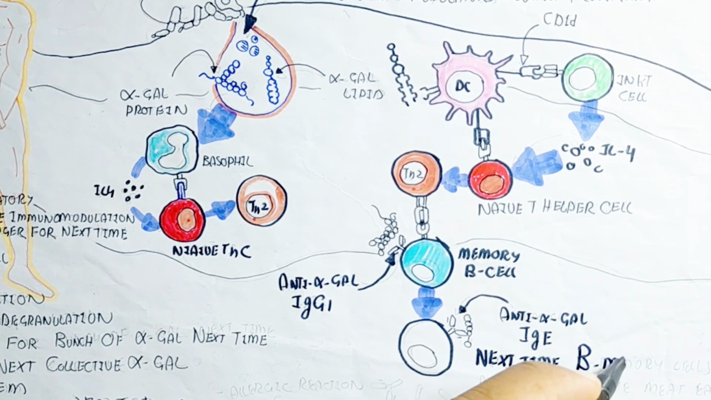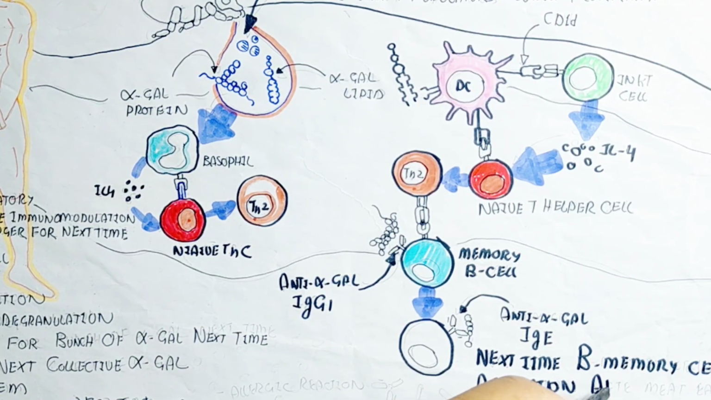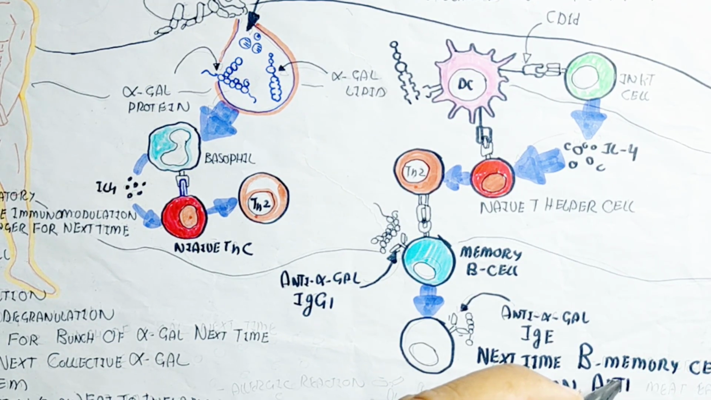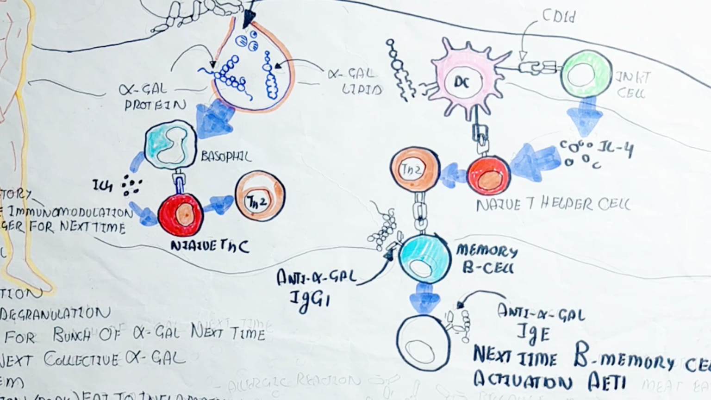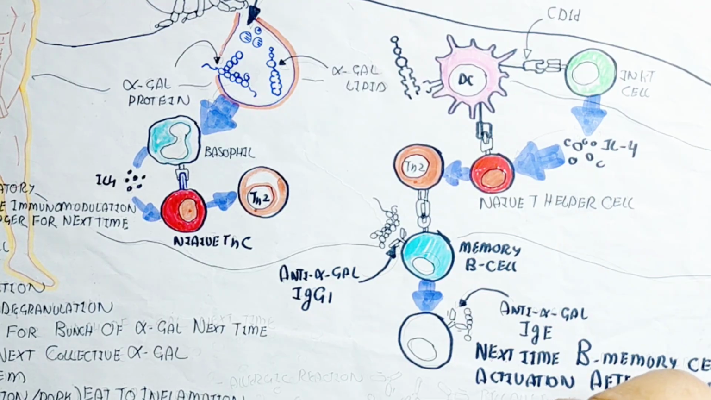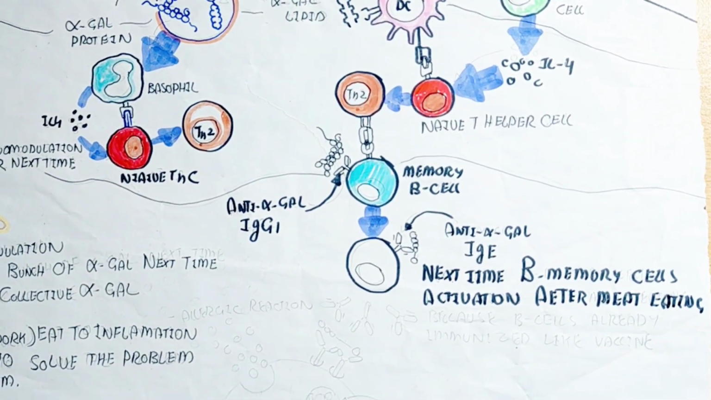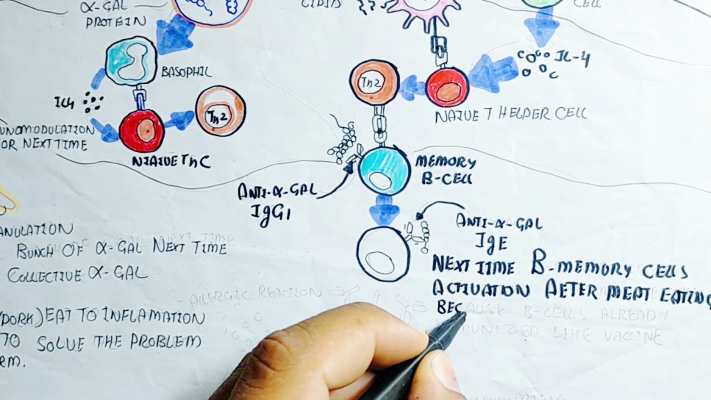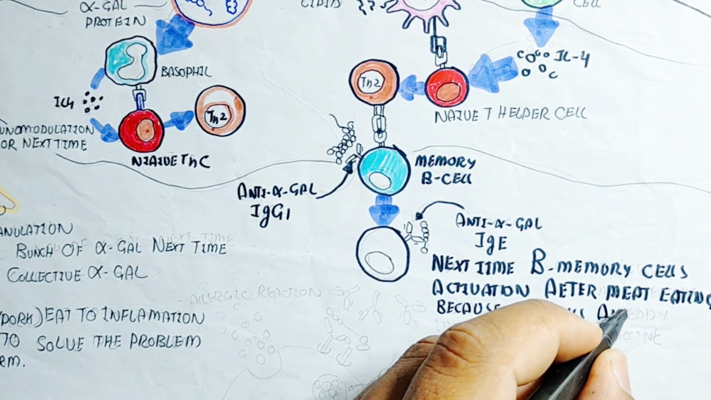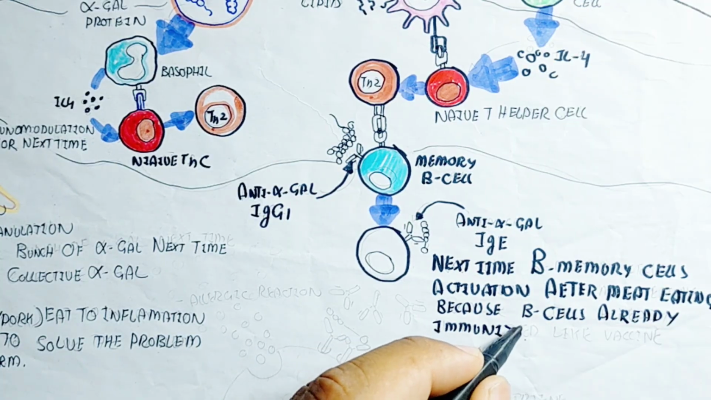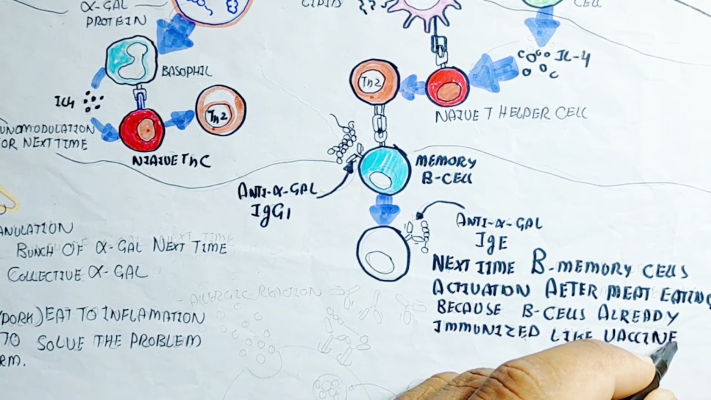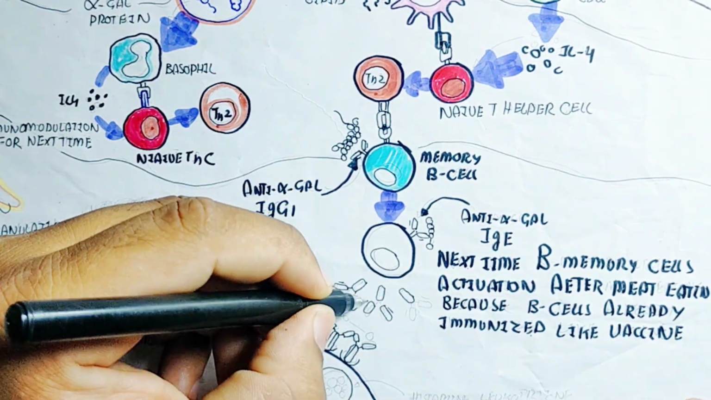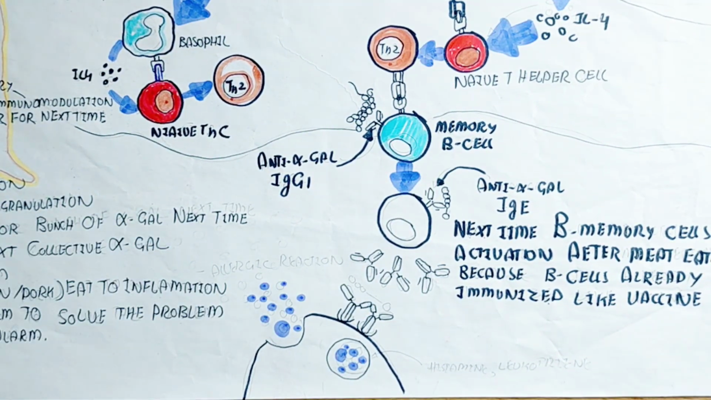This IgE antibody requires 3 months after the tick bites again. Whenever the affected person, who has developed immunity, eats beef, it will lead to an allergic reaction. Next time, B memory cell activation occurs after a meal, like eating meat, because B cells are already immunized like with a vaccine. The important thing you need to understand is that the allergic reaction is triggered.